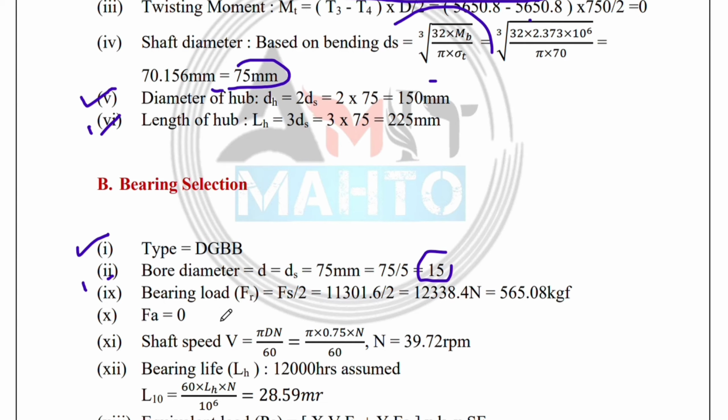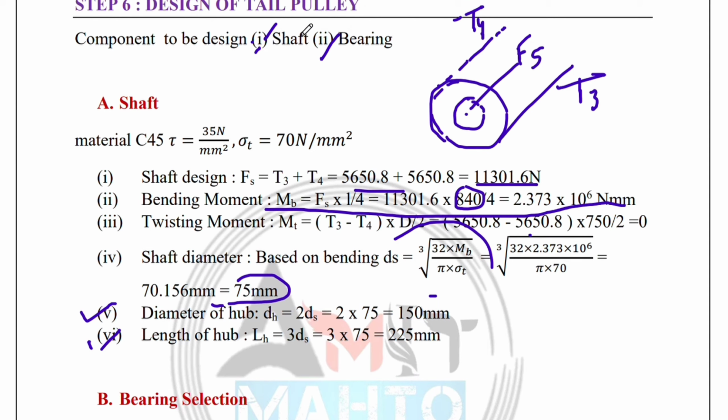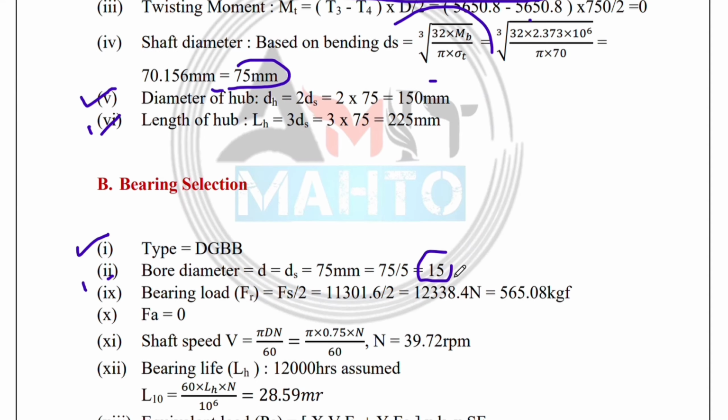Okay, next will be bearing load. Fr is equal to Fs by 2. Here Fs will be the shaft load, this 11,301 was the Fs value there. Don't put the Fs value of the head pulley; you are solving the tail pulley now, so put the value of the tail pulley. So Fs will be this, and you will get the value of Fs, which will be 12,338.4 Newton, converting to kgf.